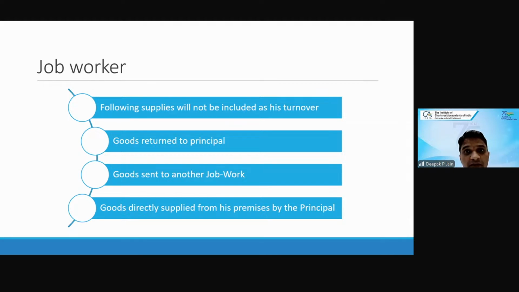Goods returned to principal means I am a manufacturer. I have given the goods to you. You're a job worker. You will do the job work and you will return back the goods to me, right? So that is called returning of the goods to the principal.